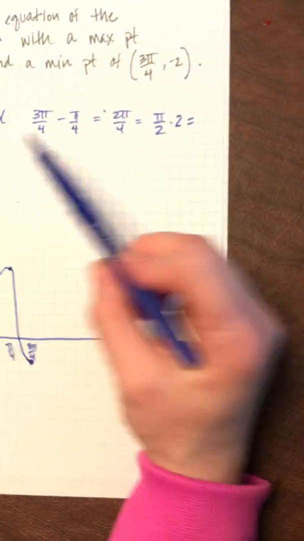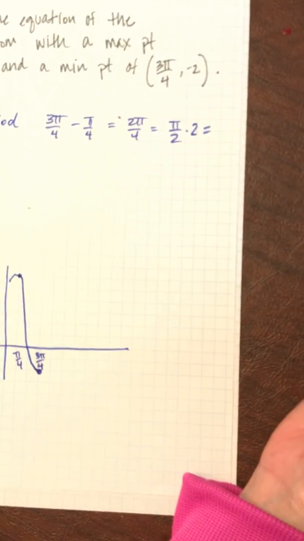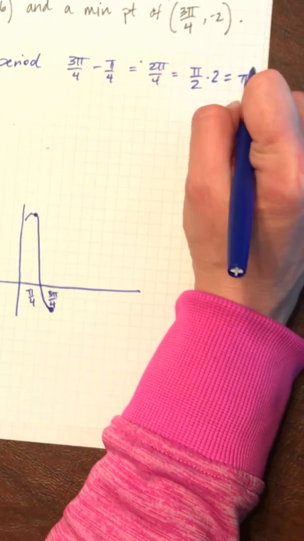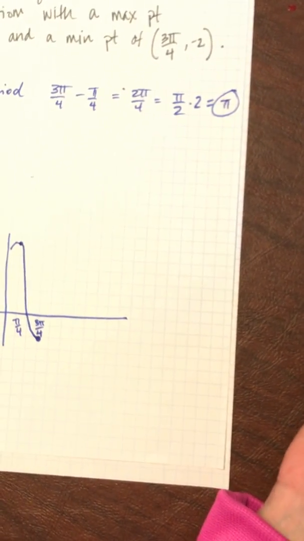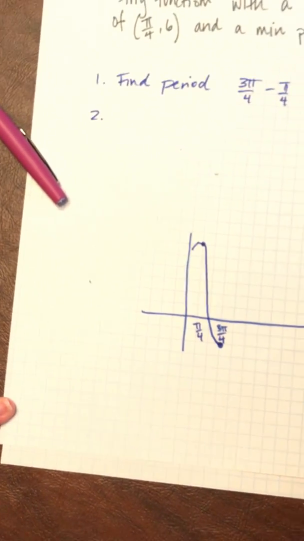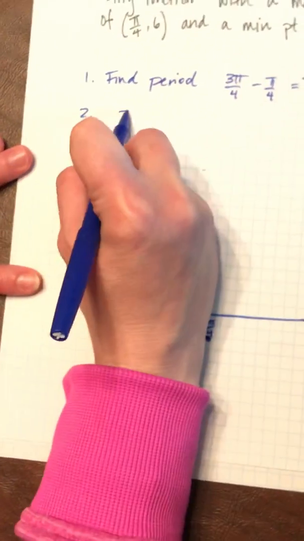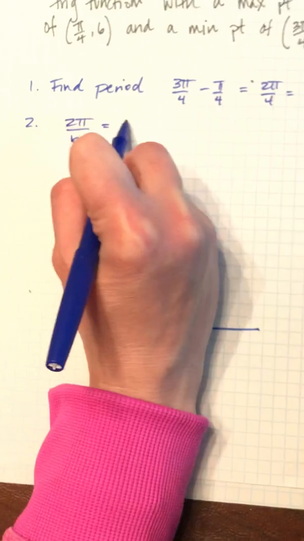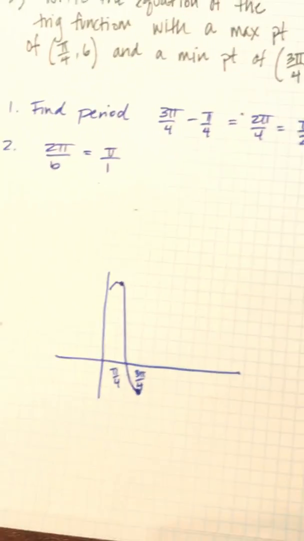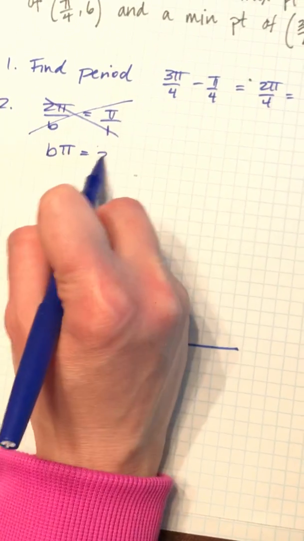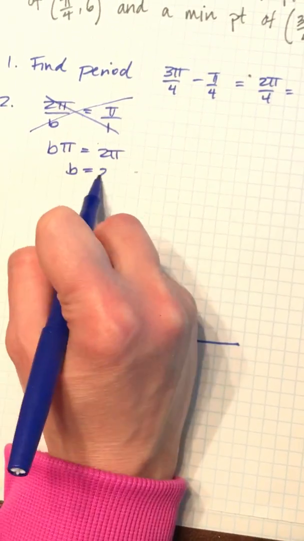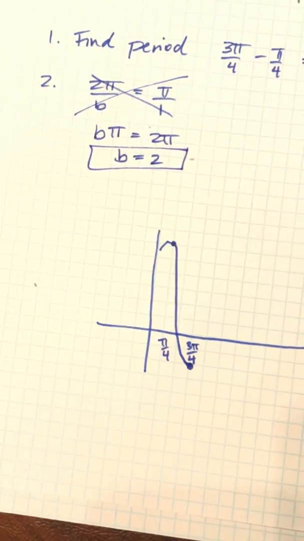So I'm going to go back to this. After I subtracted my x values, I'm just going to double it. So I'm going to multiply by 2, which means the period of my function is pi. Now that I know the period of the function is pi, I'm going to use that to write my equation. So I'm going to go 2 pi over b equals pi, and solve for b. So I get a b value of 2.